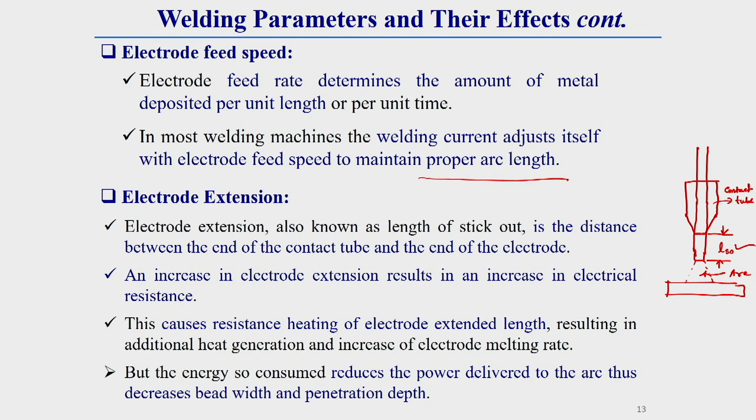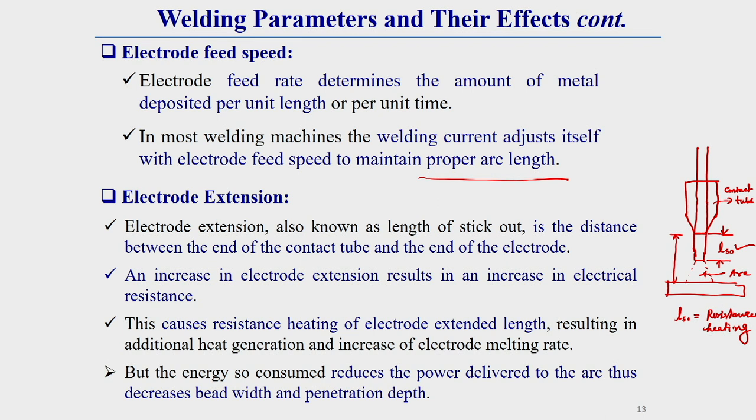Keep one thing in mind: if the length of stick out increases, the electrical resistance increases, because if this length of stick out is more, the electrical resistance will also be more. Similarly, if the arc gap is more, the arc resistance is more. Due to this higher resistance, there is resistance heating of the electrode extended length, in this LSO. Due to this resistance heating, additional heat is generated and the electrode melting rate increases. So the higher the length of stick out, the higher the melting.